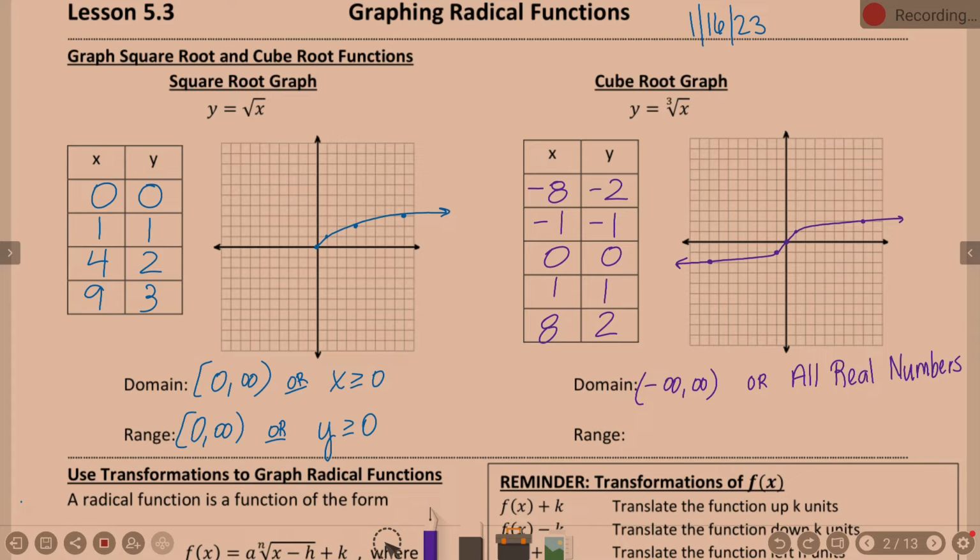What about range? Now we're talking y's. Same thing. How low does it go? Same thing. How high does it go? Yeah. It's not going to move very fast, but is it going to keep going lower? And is it going to keep going higher? Yeah. And it is. So my range is also negative infinity to positive infinity, or you can use the phrase all real numbers.